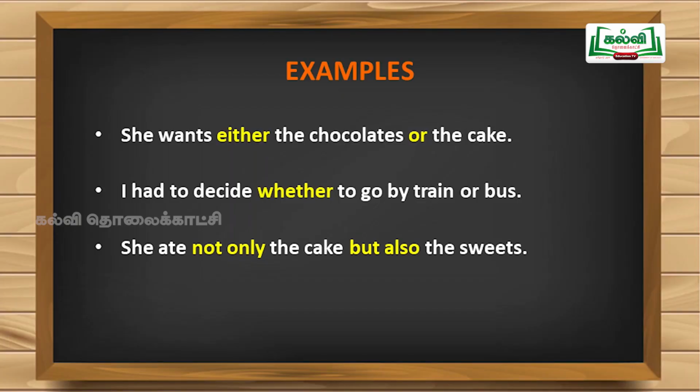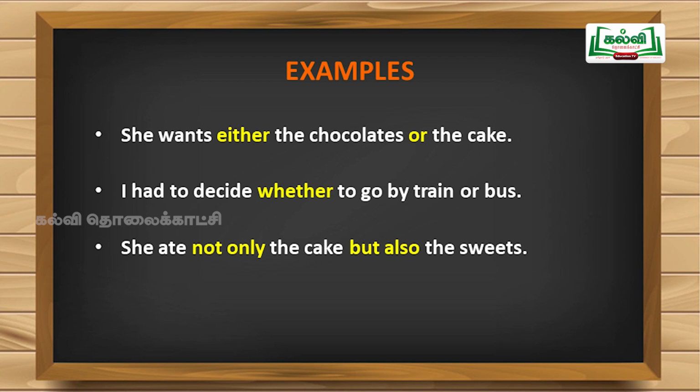So, you can understand with the examples. First, she wants either the chocolates or the cake. So, chocolate வேணும் அல்லது. Do you understand? Chocolate வேணும் அல்லது cake வேணும். She doesn't ask for both. This or that. Okay.